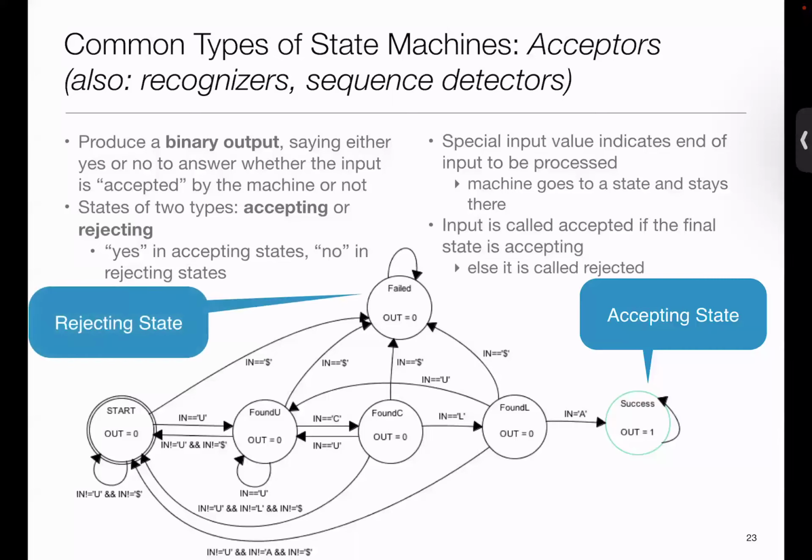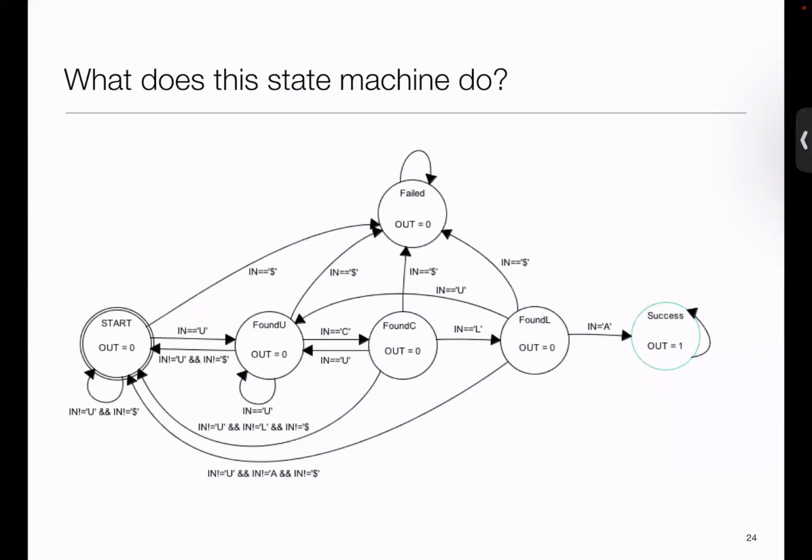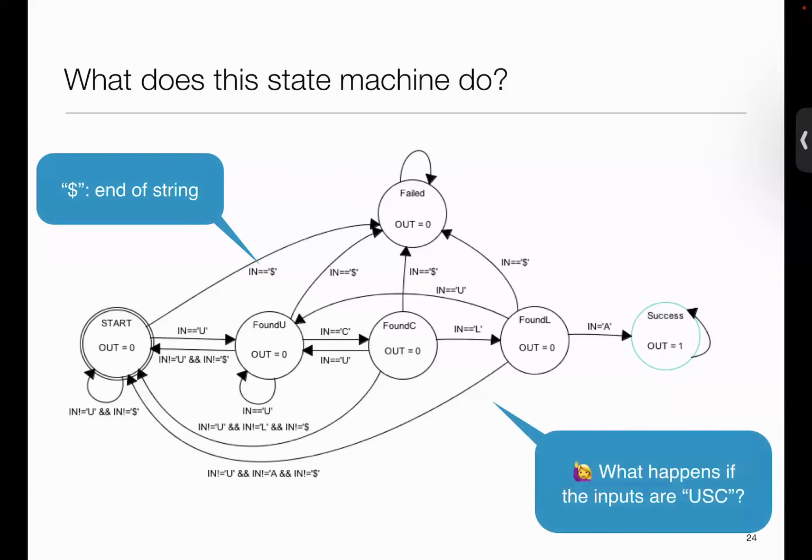So, accepting state, rejecting state. What does this machine do? You already answered. It looks for UCLA. So what happens if the inputs are USC? What will we do?